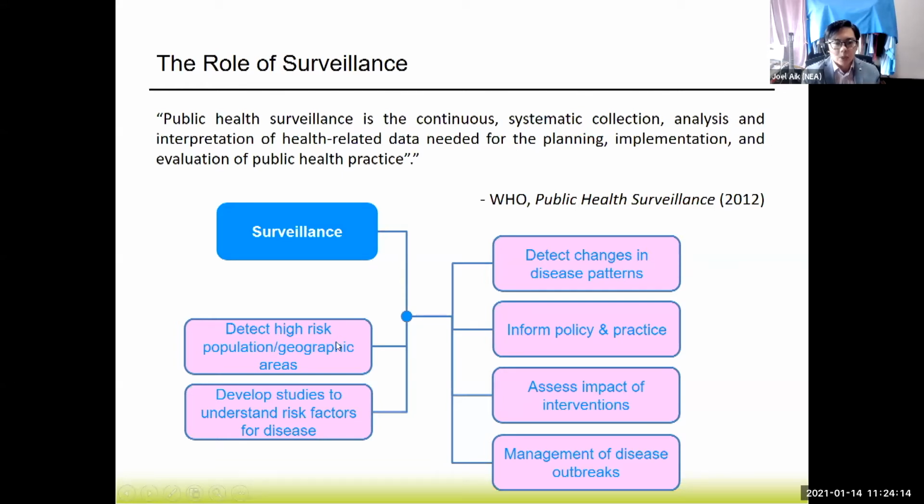So with the surveillance function, you can do a number of things. For example, you can detect where are the high-risk population areas. You can develop study questions to understand what are the risk factors for disease transmission. You can detect changes in the patterns of disease, inform policy and practice, even assess the impact of vector control interventions. And a lot of you might be interested in this as well. Obviously, it would enable you to manage disease outbreaks.